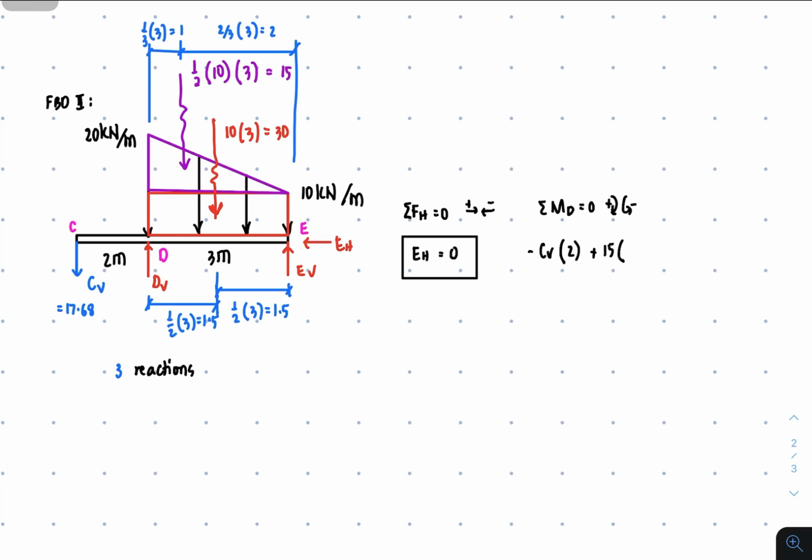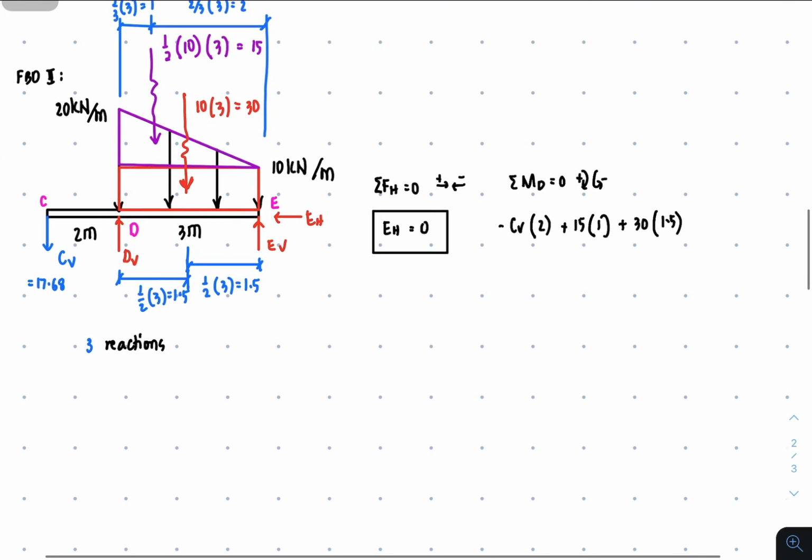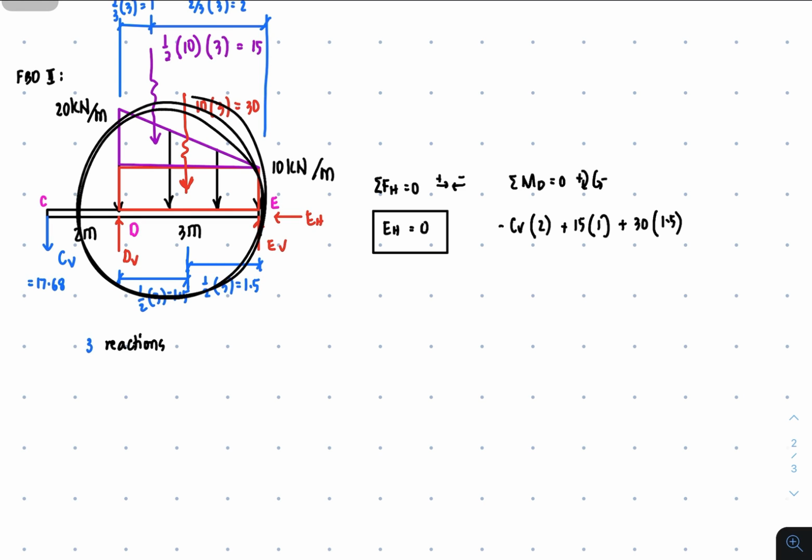Okay, so that's 1 meter. Next is this 30. The 30 is downward, so it's going to rotate about point D clockwise. So that's plus 30 times 1.5, because the moment arm is half of 3. And EV is upward, so it's going to rotate counterclockwise about point D. So it's negative EV times 3 meters, the distance of point A from point D.